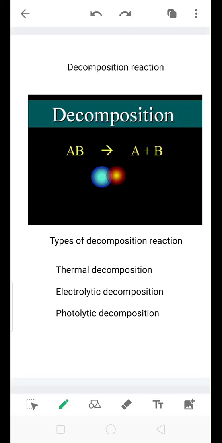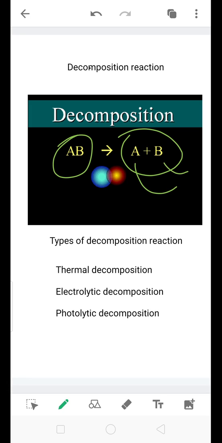Next topic is decomposition reaction. A reaction in which a compound splits up into smaller substances is known as a decomposition reaction. It is just the opposite of a combination reaction. In a combination reaction, smaller substances combine and form one big substance.